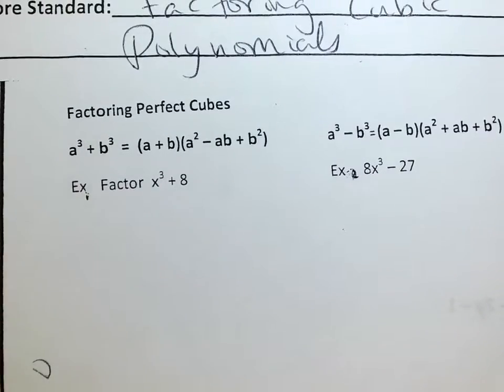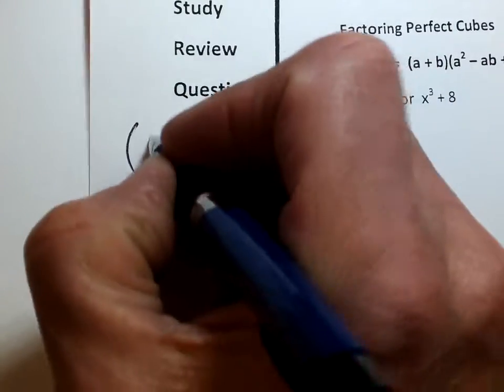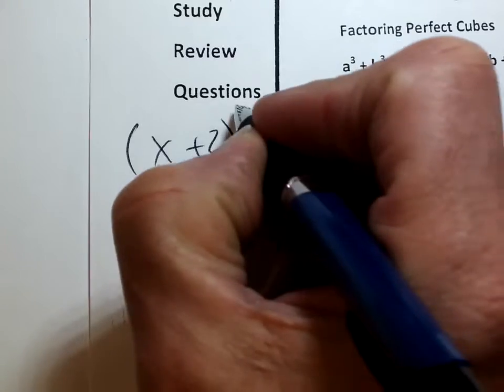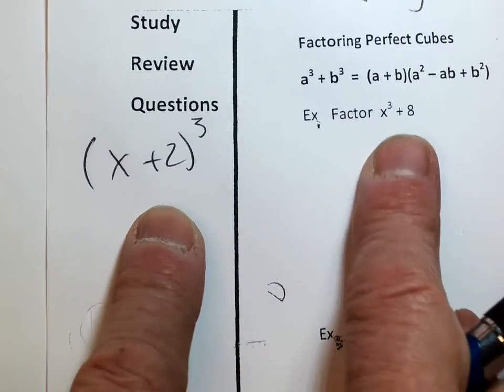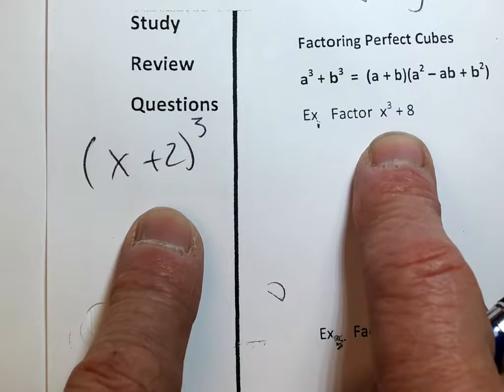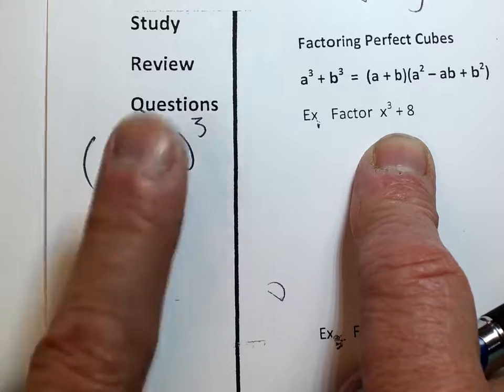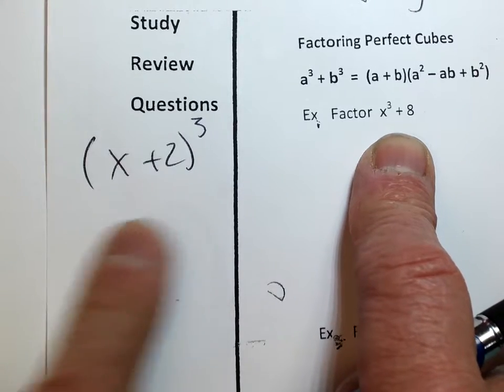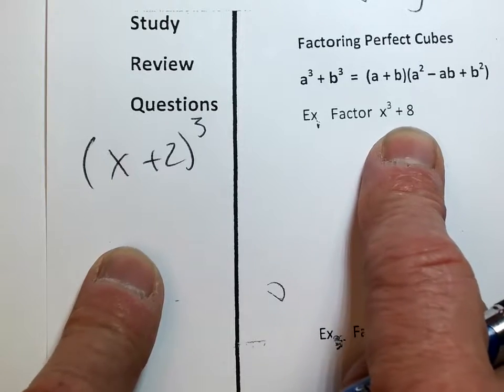Now, if you see, this is totally different on the side than x plus 2 cubed, okay? Really quick, before I do anything, do you see the difference? I want you to be able to see the difference. This is x plus 2 times x plus 2 times x plus 2. This would be a big FOIL problem, right? This is not. This is a factoring problem, all right?